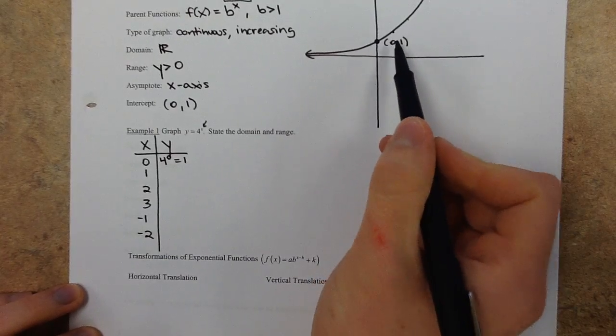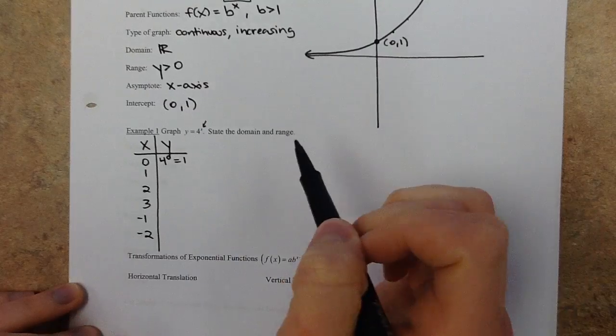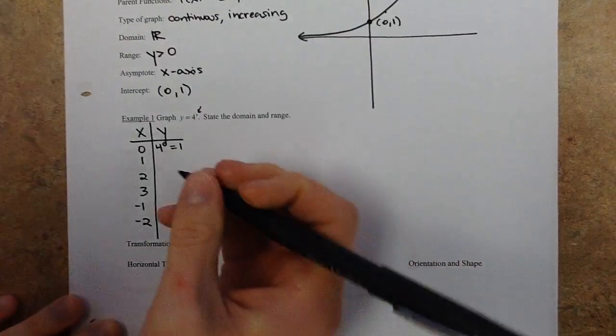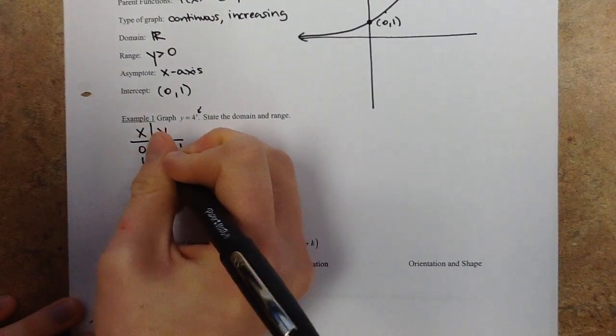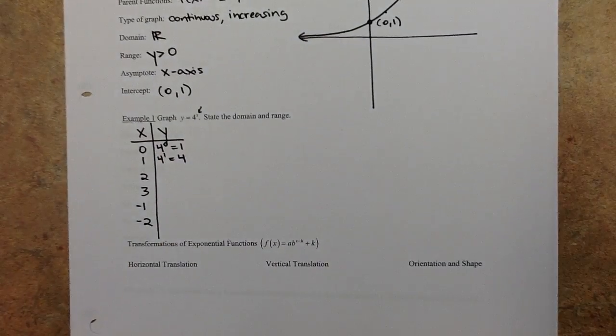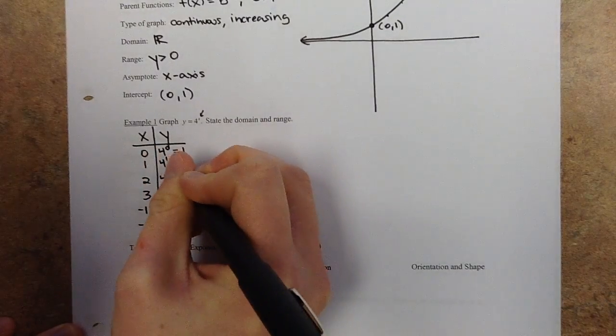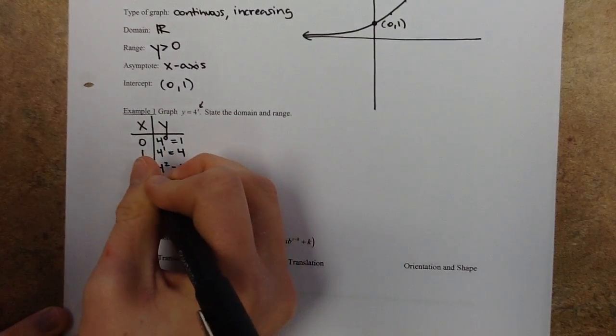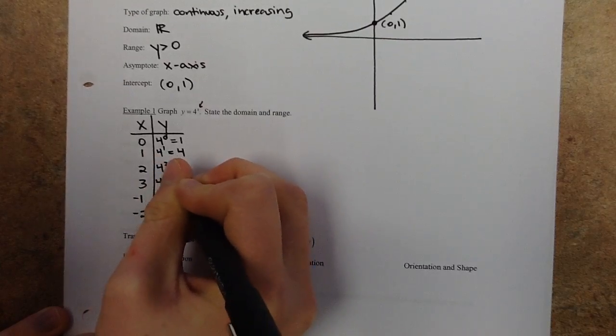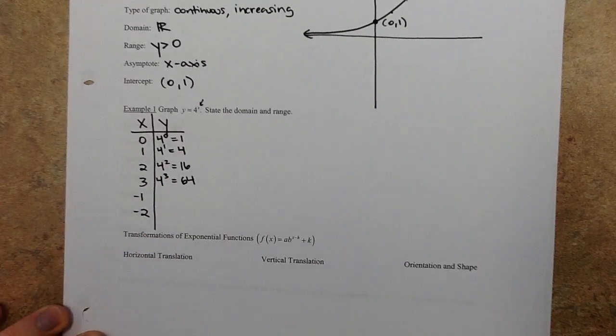2 to the 0, 1. 18 to the 0, 1. Doesn't matter what you plug in. Now 4 to the first. 4 to the first, of course, is just 4. Anything raised to the first power, you just get the number back. 4 to the second power is 16. 4 to the third power, I'm hoping we remember this one, is 64.